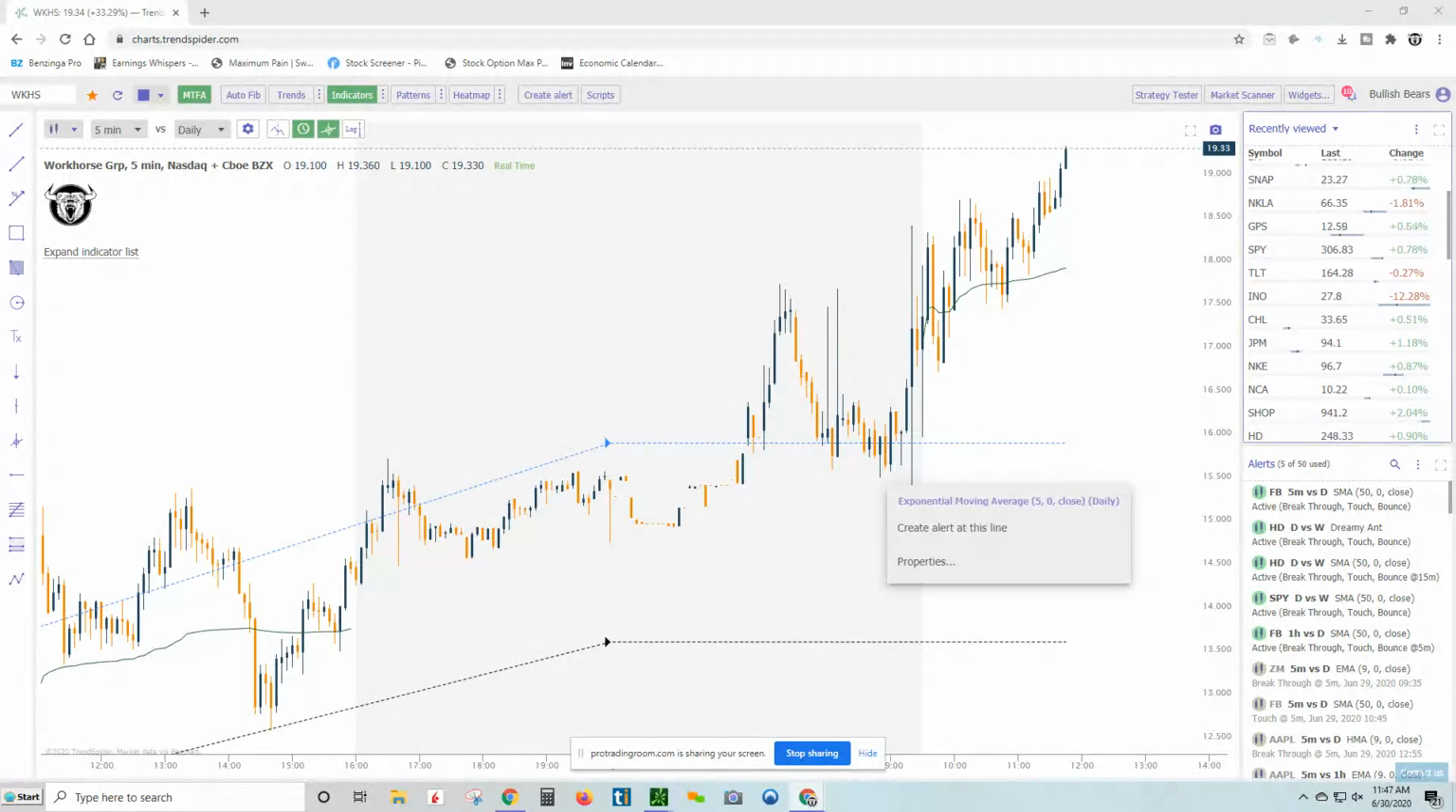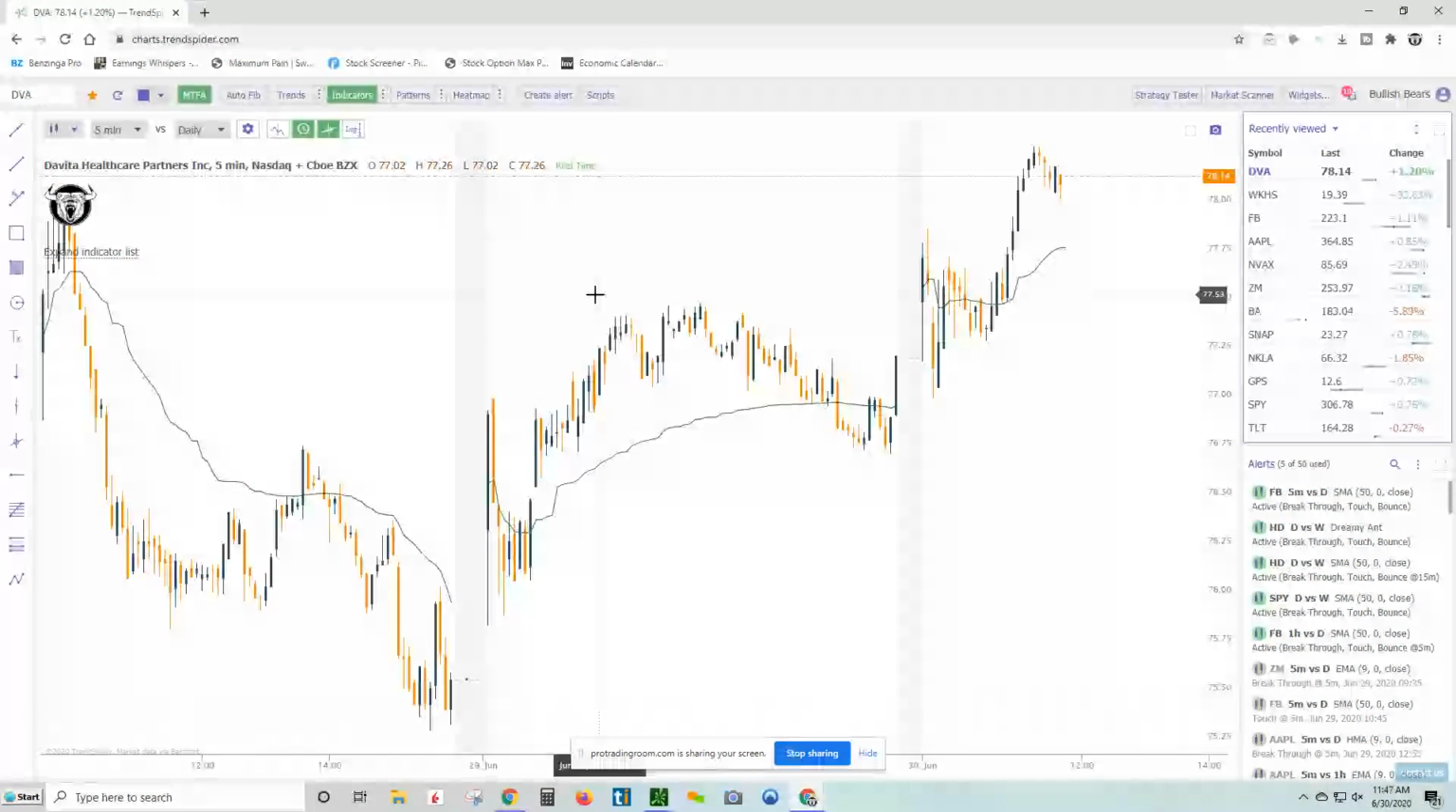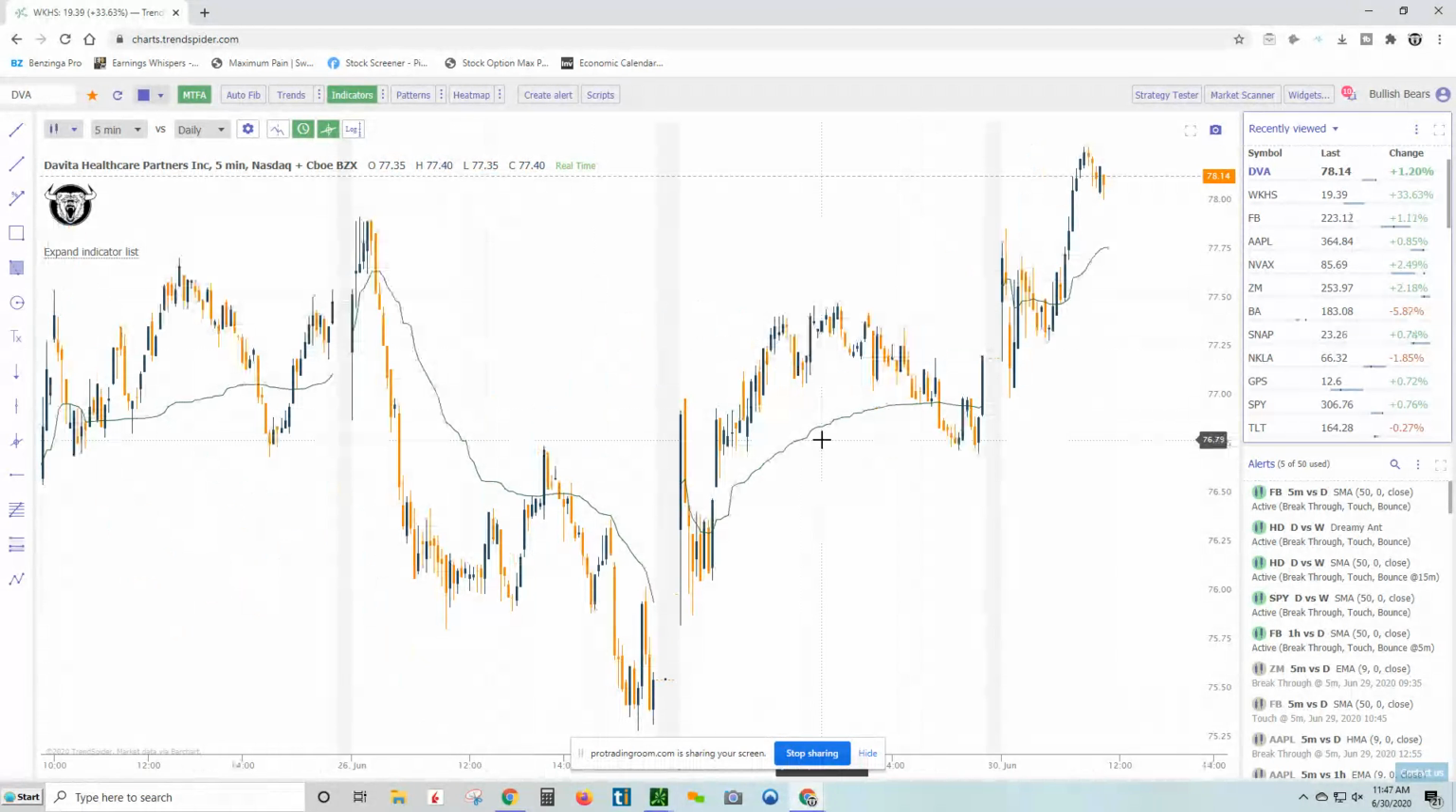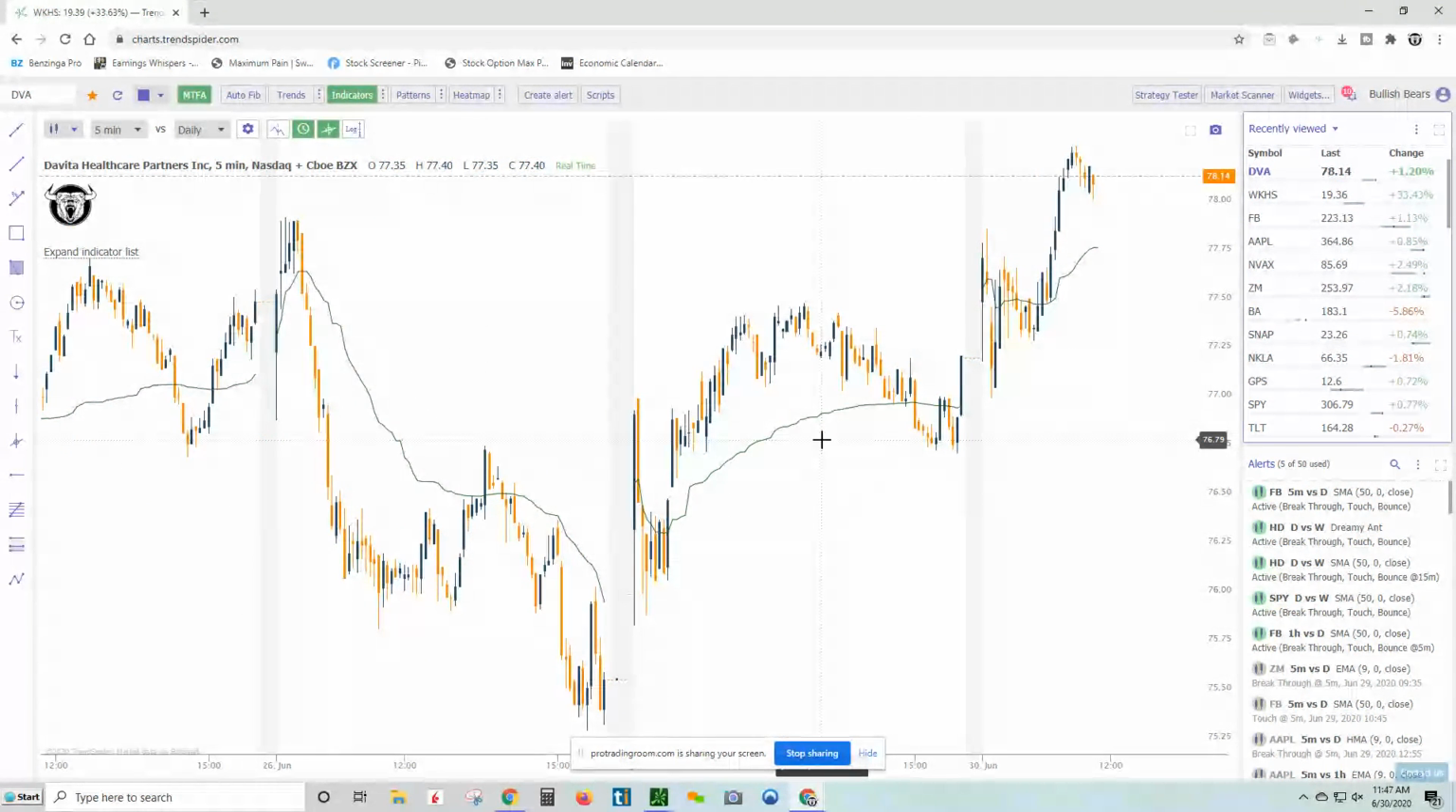Let's see. Well, Workhorse is hitting high of day. And I'm looking for high volume. So DVAX has high volume today. Right? Am I seeing that right? 5 million shares.